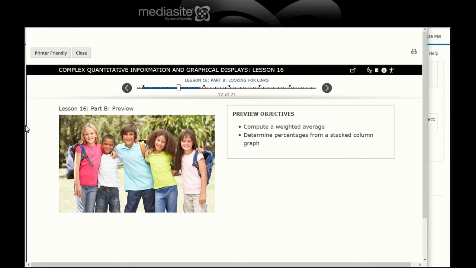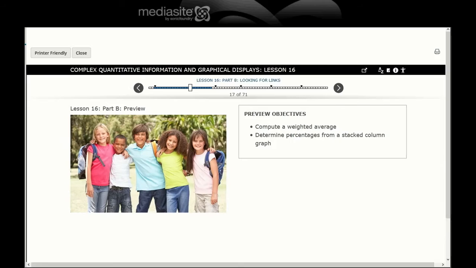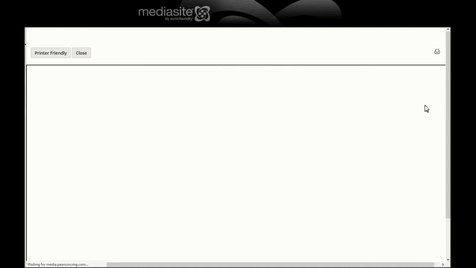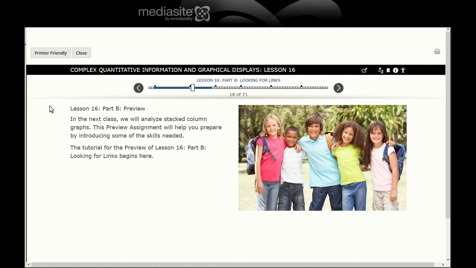It's going to be a little complicated one here in terms of logistics of screens. In this preview, we will look at weighted averages, and we're going to look at stacked column graphs and determine percentages off of them. Piece of cake. In this next class, we analyze stacked column graphs. The preview session will help you prepare by introducing some of the skills needed for lesson 16, part B, looking for links.